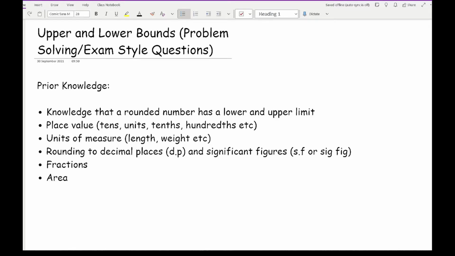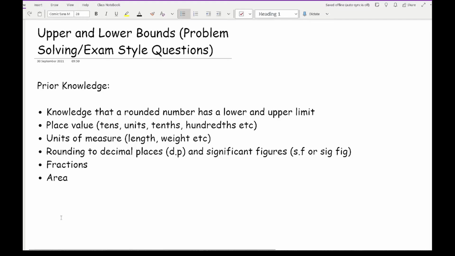So you are going to need to know that a rounded number will have an upper and lower limit, and you also need to know how to find those. And again, there's a previous video that looks at this particular thing that you need to know. The next thing you need to be aware of is place values, so knowing hundreds, tens, units, tenths, hundredths, etc. So what a digit represents in a decimal number or in a large number. Units of measure, so centimeters, millimeters, meters, and weights, kilograms, grams, etc. You need to have some knowledge of rounding to decimal places and significant figures, and fractions and area.